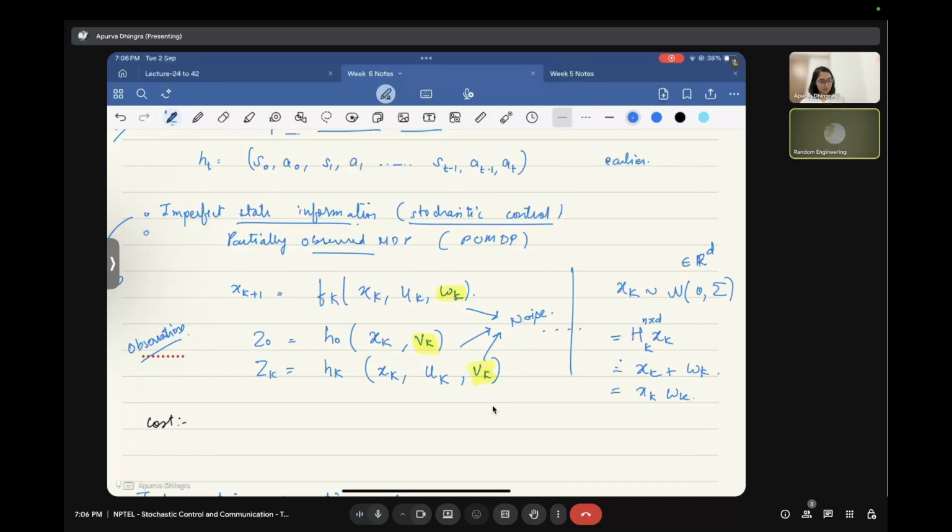Okay. So this is an example of a noisy system, rather noisy observations. And a small correction: this H0 will be X0 and V0. Right, thank you.